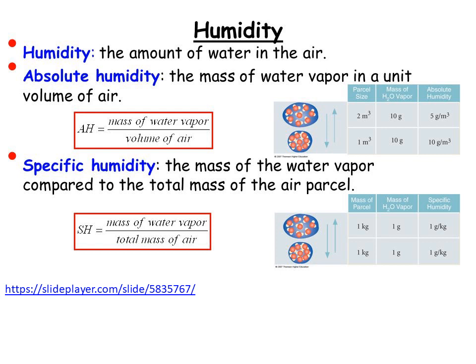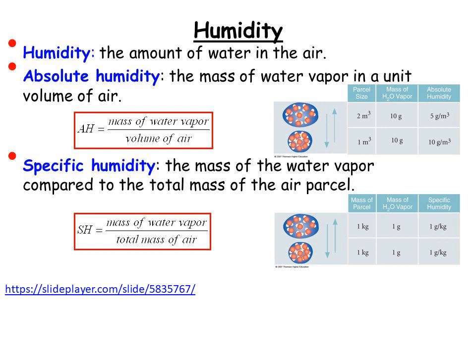In other words, the volume of the air will affect the value of your absolute humidity given that the mass of water vapor is the same. Next is specific humidity, the mass of the water vapor compared to the total mass of the air parcel.